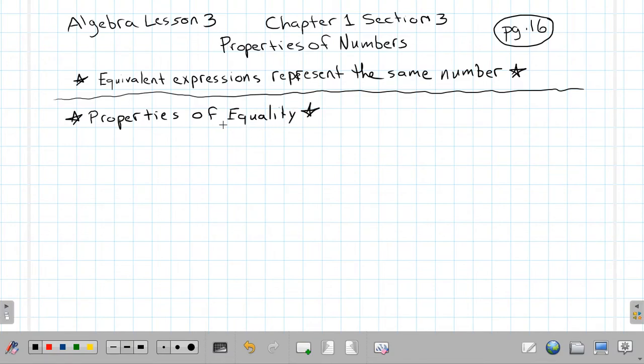So all of these properties have something to do with something being equal to something else, which, like I said, all of the properties technically do. But in this case, this is telling you how we can use equal signs to talk about different properties of numbers here, okay? So the first property we're going to talk about is what we call the reflexive property.